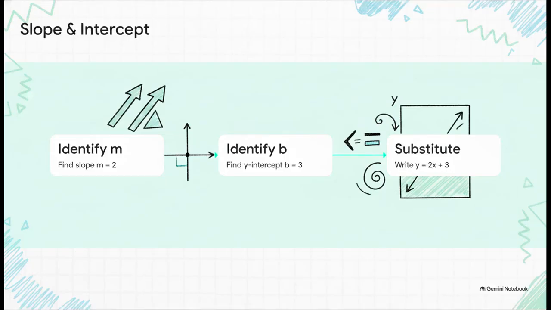When you're directly handed both the slope and the y-intercept, honestly, it's a gift. If your slope m is 2 and your y-intercept b is 3, you just substitute them right into our y equals mx plus b formula. Boom, the result is y equals 2x plus 3. It's really that simple. Just plug and play.